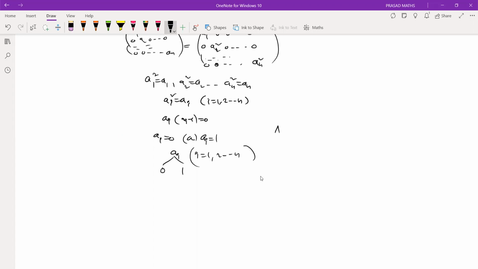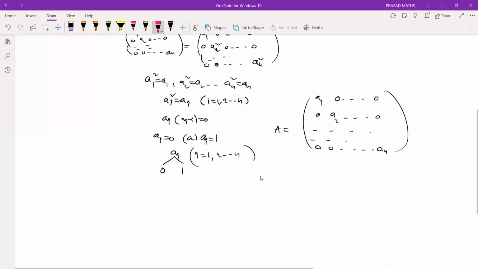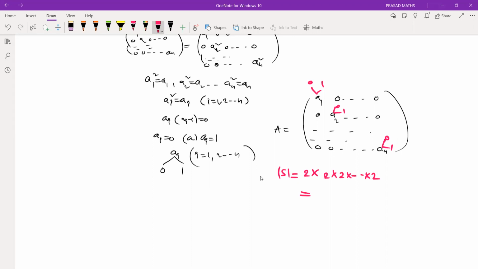But what is your matrix? Your matrix is a1, 0, 0, 0, then 0, a2, 0, 0, going on to an on the diagonal. So this element has two choices, 0 or 1. This element has two choices, 0 or 1. Similarly, this element has two choices. So what is the cardinality of S now? The first element can be filled in two ways, the second element in two ways, going on, 2 into 2 into 2, up to 2 power n. So the cardinality of S is 2 power n.